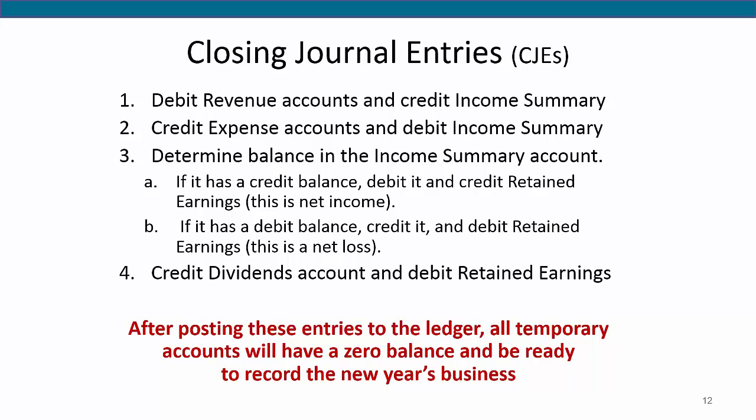Now, step 4 is to close the dividend account to retained earnings by debiting retained earnings and crediting dividends. This entry gives the dividends account a 0 balance, and the account is now ready to accumulate next period's dividends. Let's see how this process works using an example. And to prevent confusion when you try to make closing entries, it's an excellent idea to follow these 4 steps exactly. Okay?